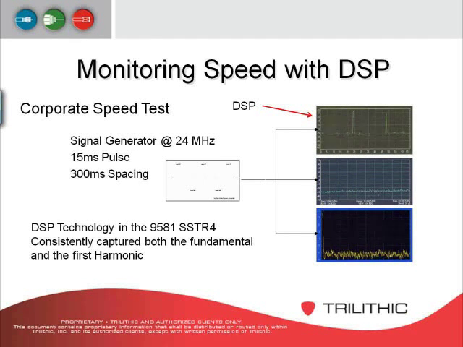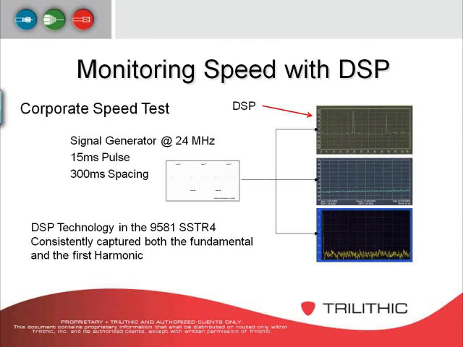So I talked a lot about the monitoring speed, or just the speed when using DSP. This gives an example of how a swept-tuned analyzer can miss some energy or impulses that come through. In this particular test, we ran a test back at the Trilithic corporate lab, and what we did is we had a signal generator at 24 meg, and a pulse signal at 15 milliseconds. So a 15 millisecond pulse at 300 millisecond spacing.